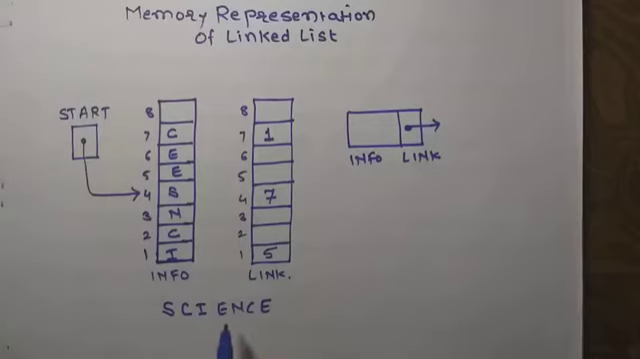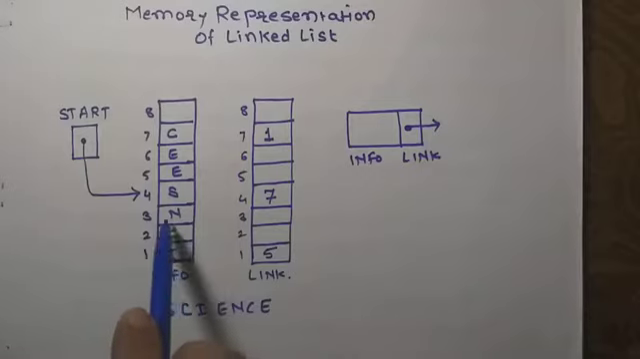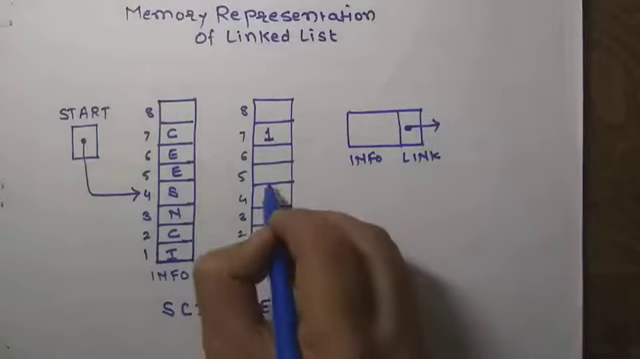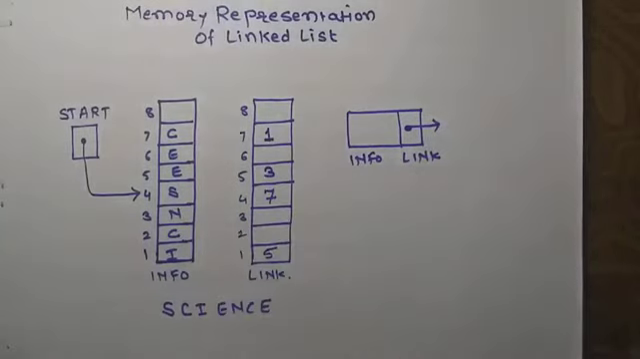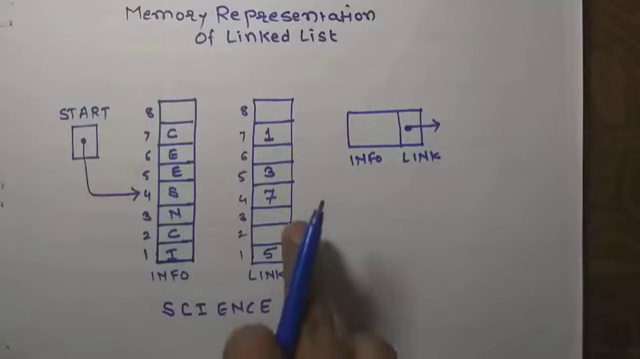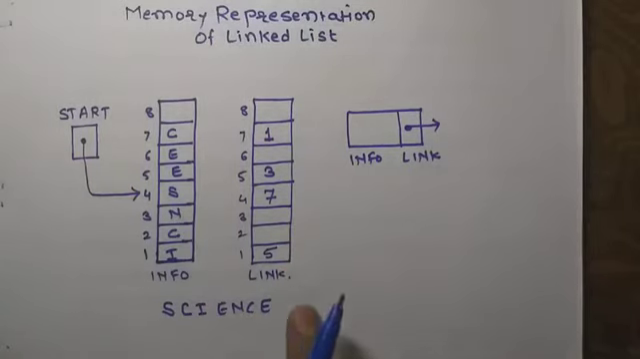Link of 5 will contain the address of the node which follows E, which is N. Where is it present? It is present in the 3rd memory location. So here link of 5 is 3. Now info of 3 is equal to N. Similarly, what is link of 3? Link of 3 will contain the address of the next node which follows N.